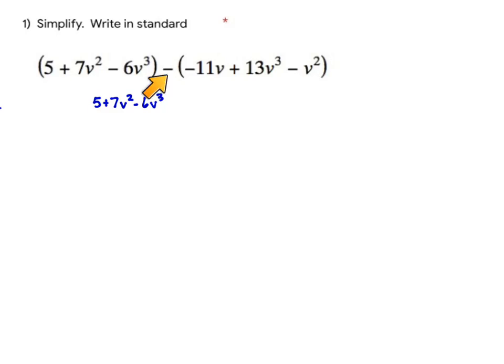For the second thing, we actually have a negative 1 out front, so we're going to distribute that negative into all of that. So we end up with negative times negative 11v is positive 11v. Negative 1 times positive 13v squared is negative 13v squared. And then negative 1 times negative v squared is positive v squared. From here we're going to combine like terms, and we're going to list things in standard form, which means the highest exponent is going to go first.